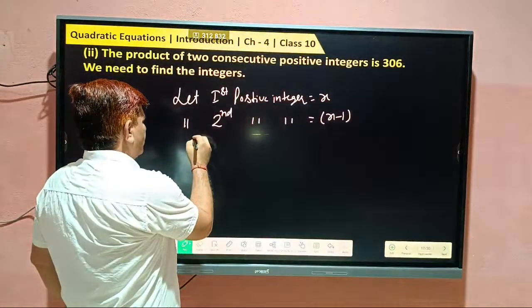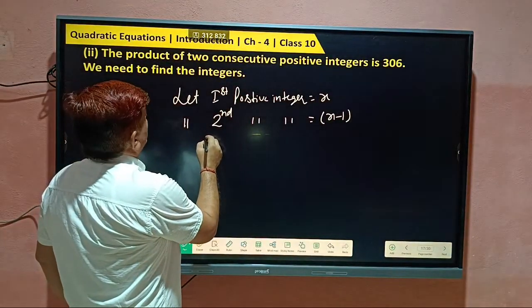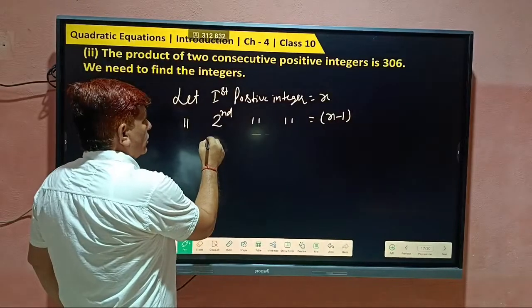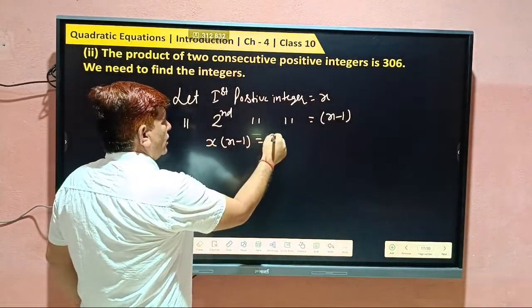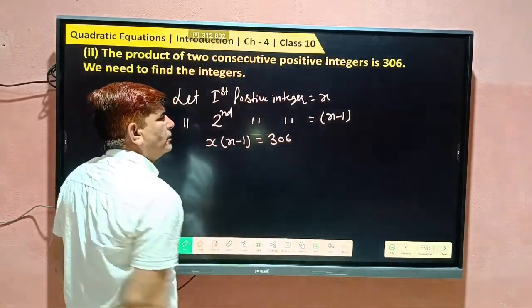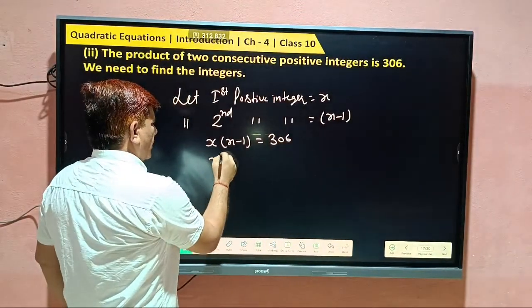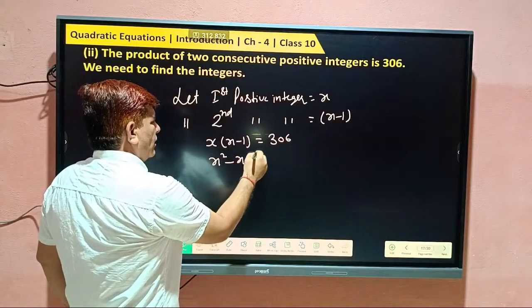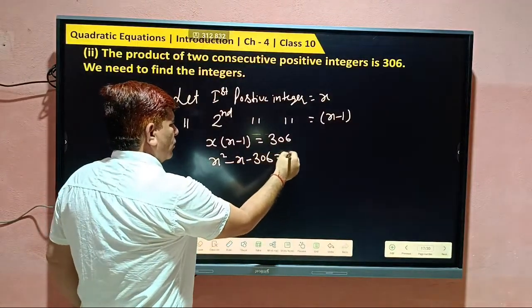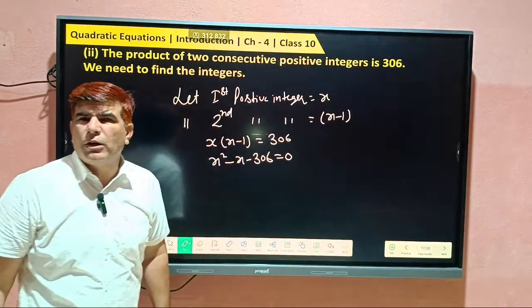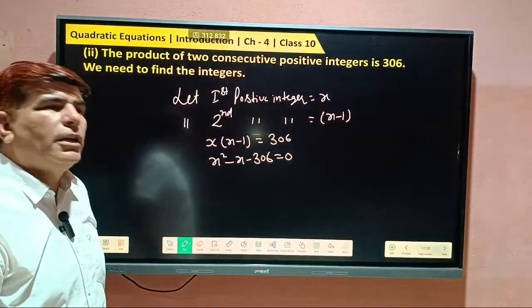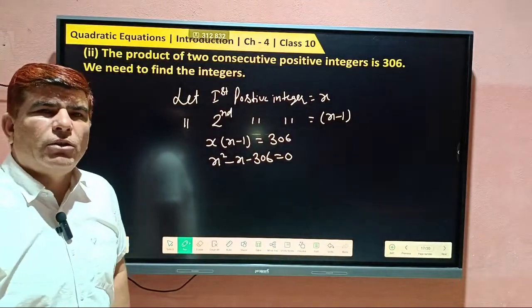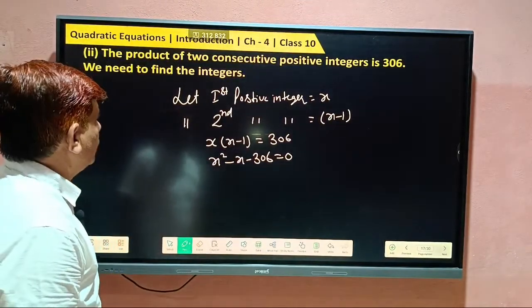Now according to the question, what's your question? Their product is 306. So x and x minus 1 equal to 306. So this becomes x square minus x minus 306 equal to 0. This is in the form of a quadratic equation. What you have to find out? The numbers.